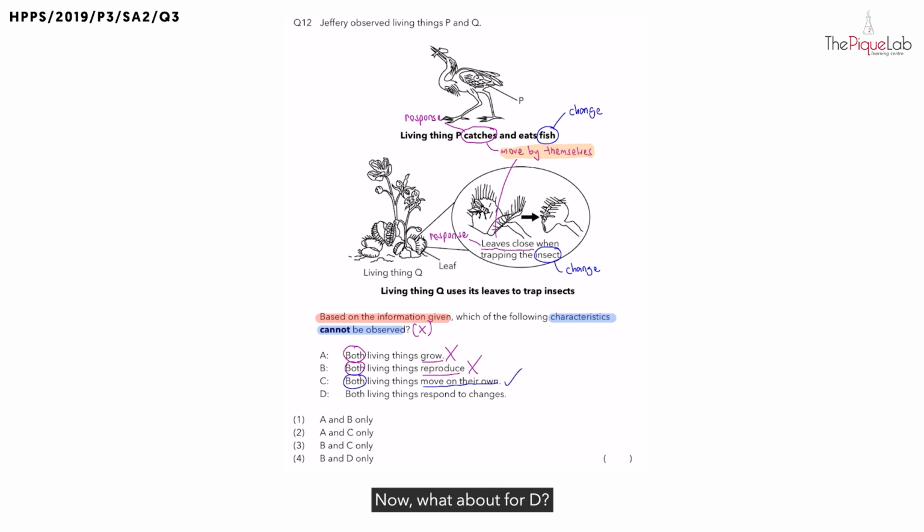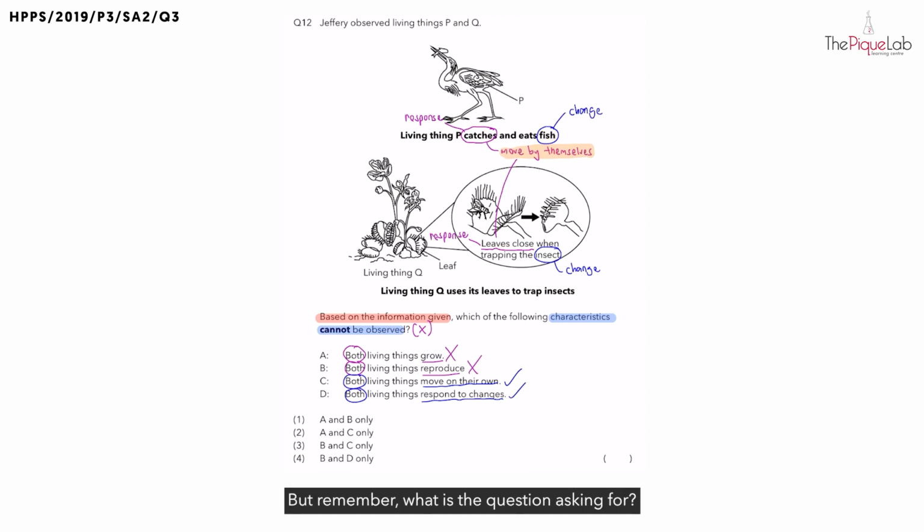Now, what about for D? They said that both of the living things are able to respond to changes. Now, taking a look at the information given, is this true? Yes, we already said they both can respond to changes.